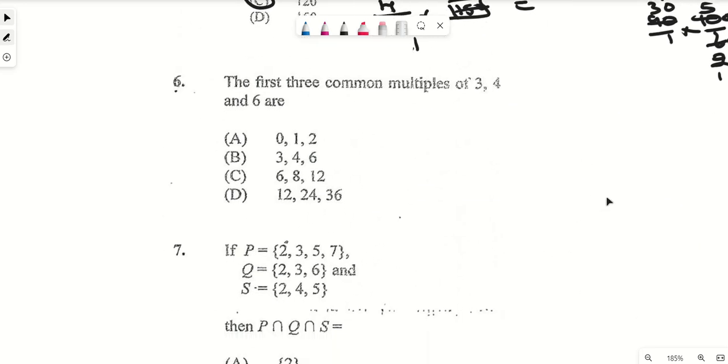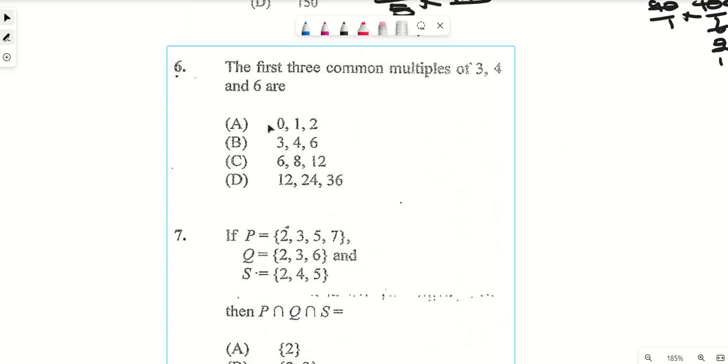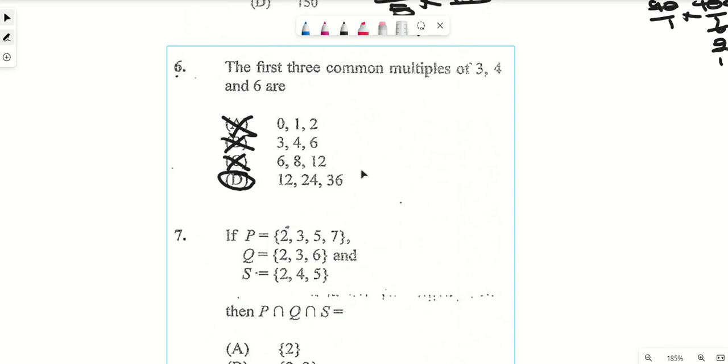All right, the first 3 common multiples of 3, 4, and 6 are, we're looking for a number, the values here that could go. So first off, we're going to go into 3. Can 3 go into 0? No. Right, so A is out of the question. Then we look at 3. 3 could go into 3? Yes. What about the second digit? Can 3 go into 4? No. So B is not your answer. Then you go C. 3 could go into 6? Yes. 3 could go into 8? No. So C is not your answer. So D would be your answer. You do that for each of your digits, right?